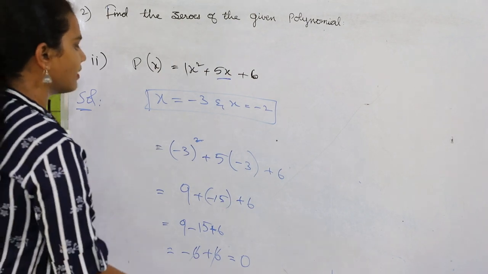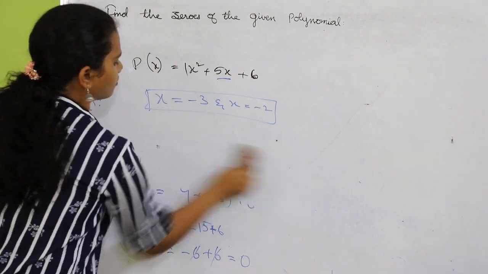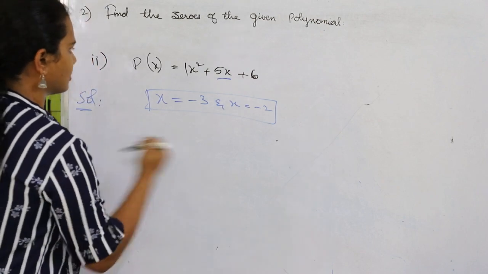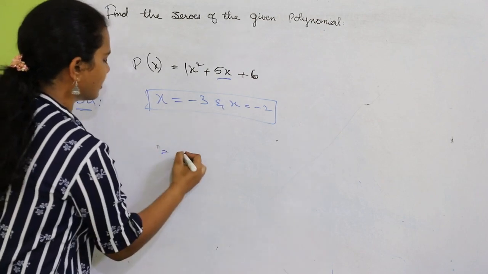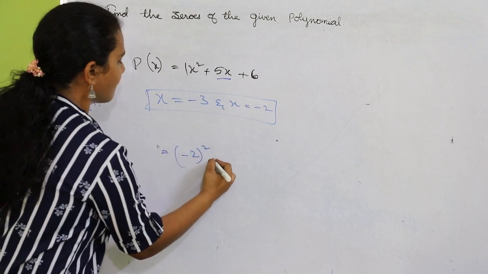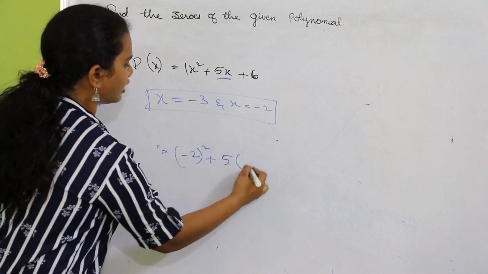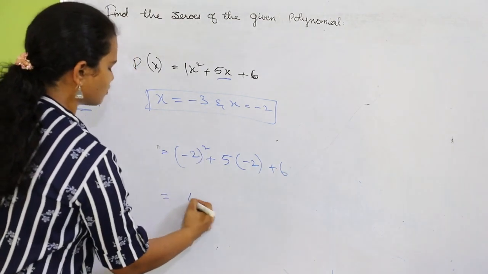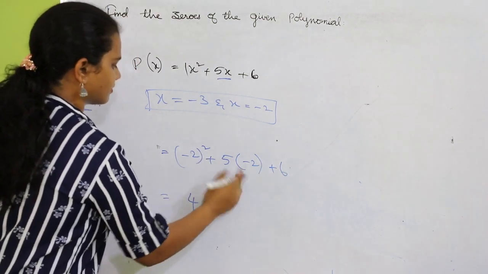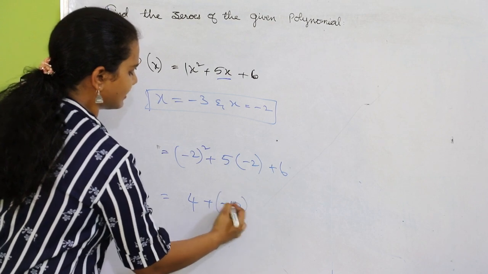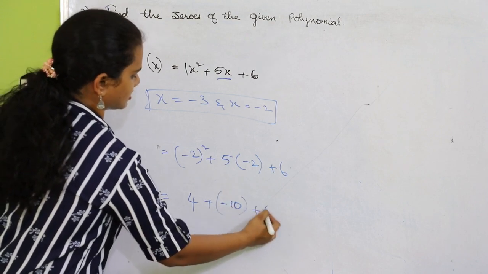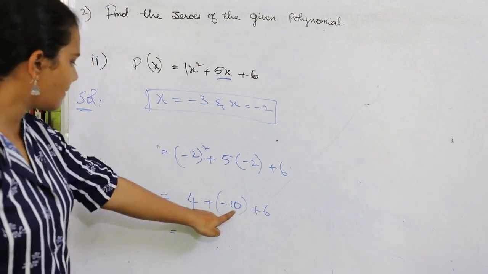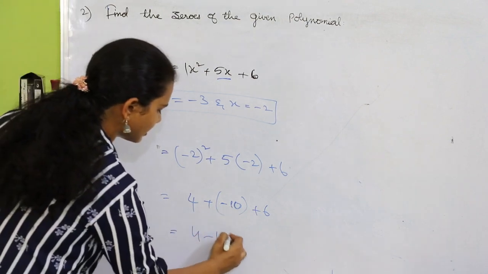Let us do another thing. Substitute the x value with minus 2. What happens here? Minus 2 whole square plus 5 into minus 2 plus 6. Clear? So minus into minus plus 4, plus 5 into minus 2, minus 10, plus 6. So here you have 4 minus 10 plus 6.